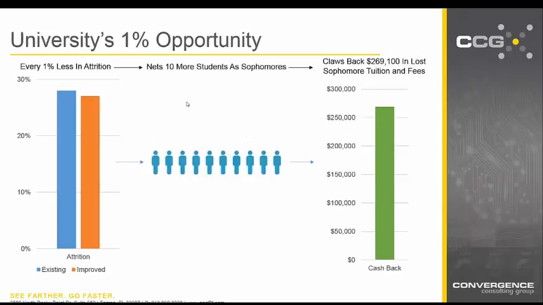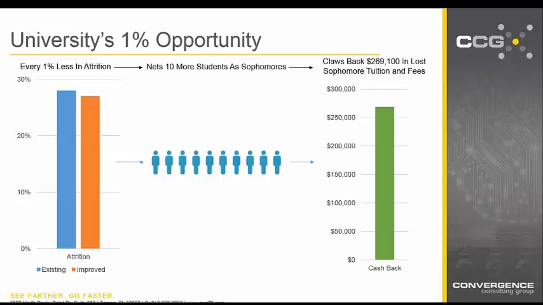Okay. So here's an example of a university's 1% opportunity, and you'll notice that we are very generic. We're not talking about a specific university. As a matter of fact, this particular university, we may have manipulated the data to present what we wanted to today. Obviously, working with student-level data requires FERPA compliance and some other classifications. So in this particular example, we're talking about 1% less attrition, netting 10 more students as sophomores, and "clawback" should be in quotations, but really that's significant.